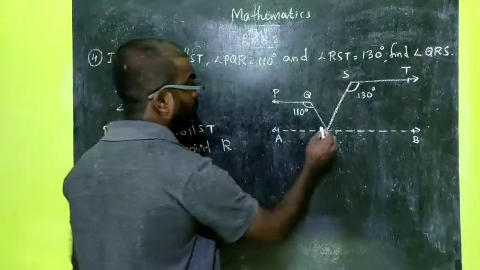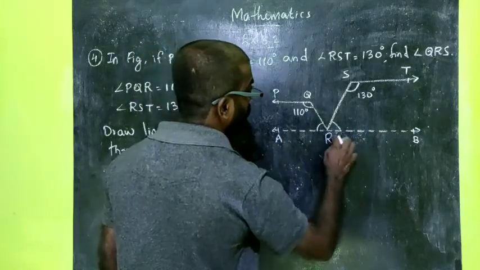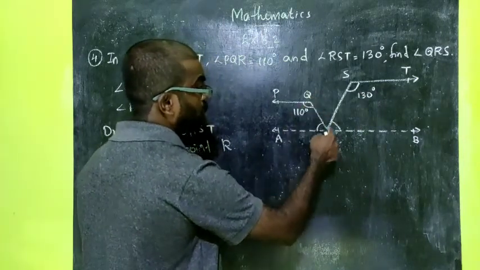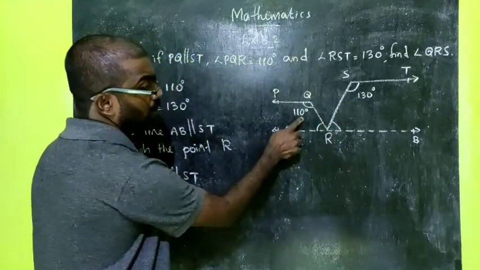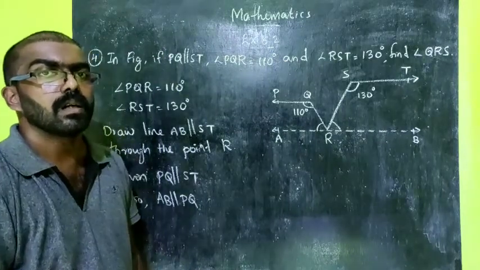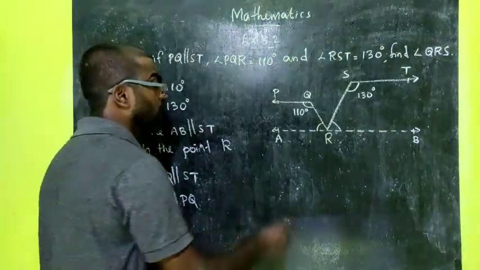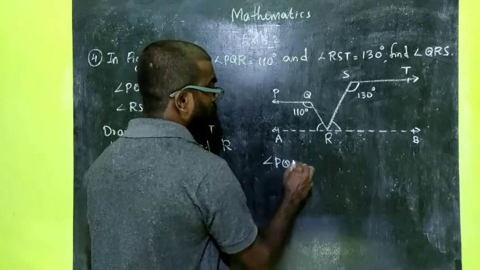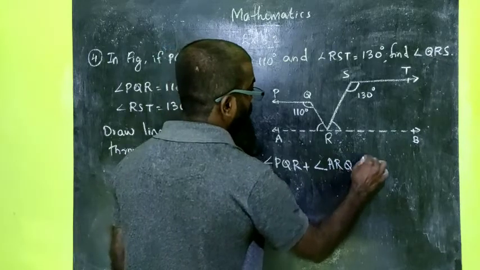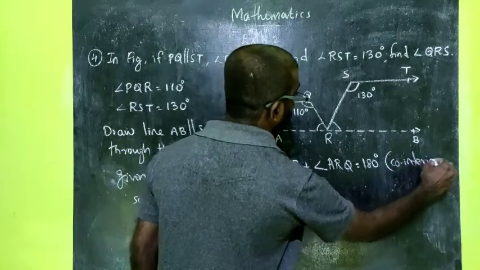So first of all, we can find the angles ARQ and BRS. PQ and AB are parallel and we can consider QR as a transversal. So these two angles are interior angles on the same side of the transversal, and they are supplementary. So here we can write angle PQR plus angle ARQ is equal to 180 degrees. Co-interior angles or interior angles on the same side of the transversal.